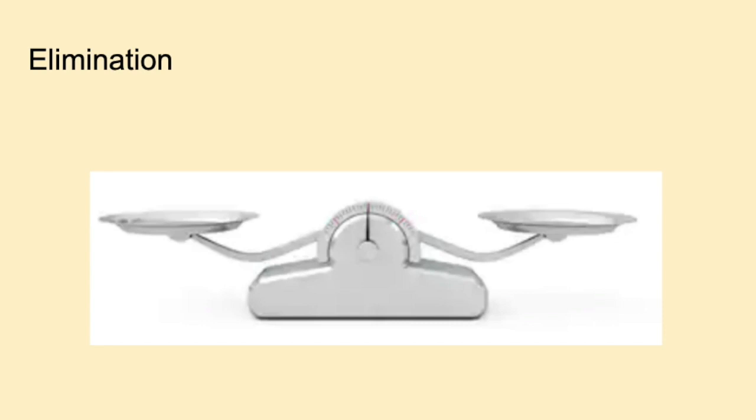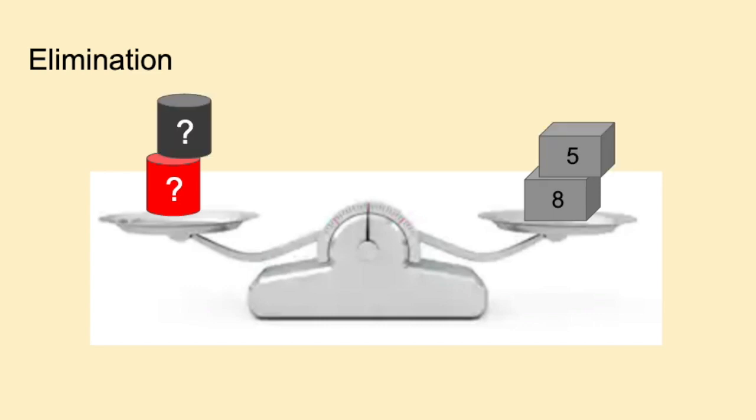Well, here we have a black cylinder that's exactly equal to 5 pounds. You can see that the scale is balanced. Here we have a red cylinder that's exactly equal to 8 pounds. Now let's put the two cylinders on the left and the two blocks on the right. This is still balanced. Do you see why? Because we had 5 pounds and 8 pounds on the left, and now we have 5 pounds and 8 pounds on the right.